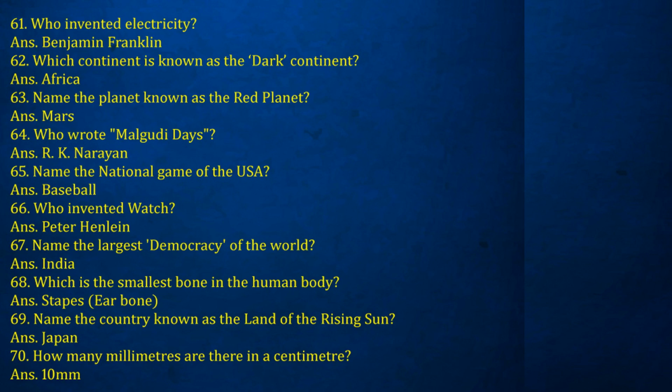Ans. R.K. Narayan. 65. Name the national game of the USA. Ans. Baseball. 66. Who invented watch? Ans. Peter Henlein. 67. Name the largest democracy of the world. Ans. India. 68. Which is the smallest bone in the human body? Ans. Stapes. 69. Name the country known as the land of the rising sun.